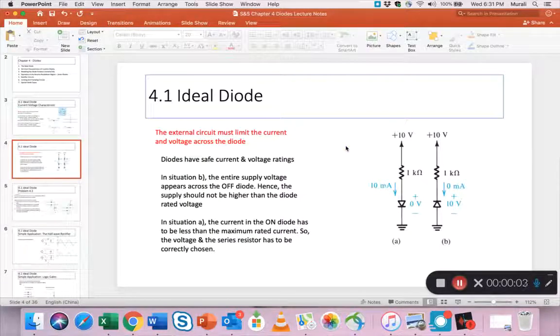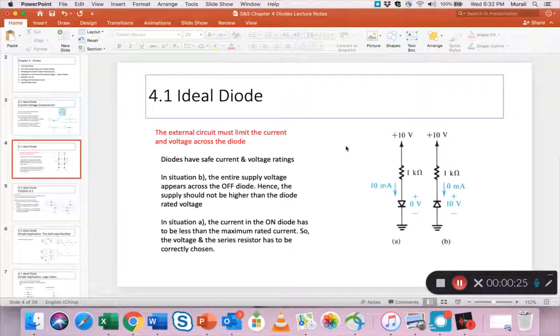Okay, welcome back to this next recording, and we'll do some problems related to the first two sections in the diode chapter, ideal diode and terminal characteristics of junction diodes. Those are the first two sections.